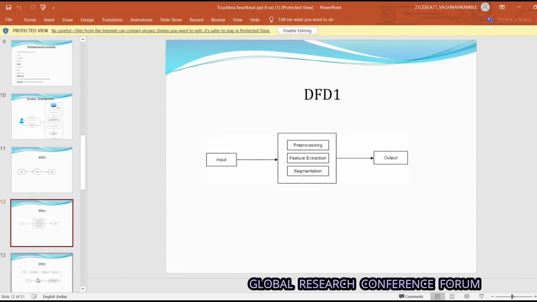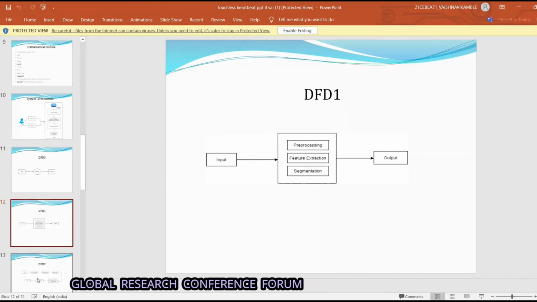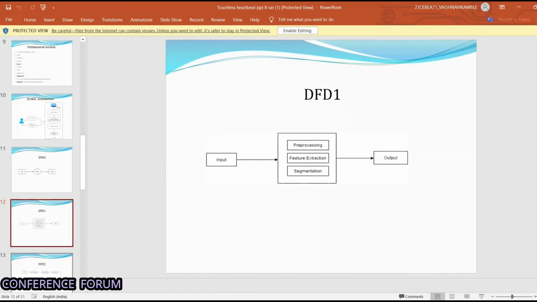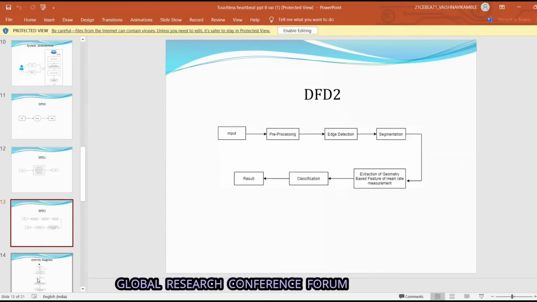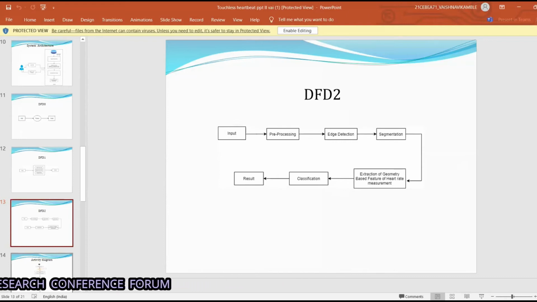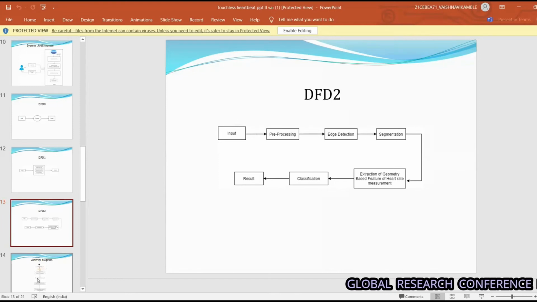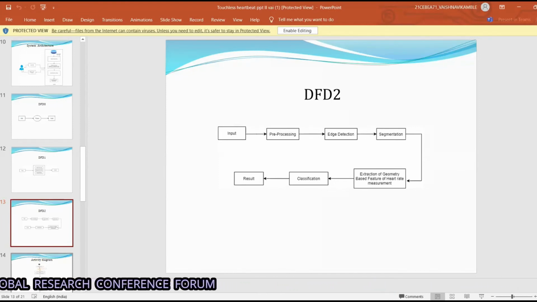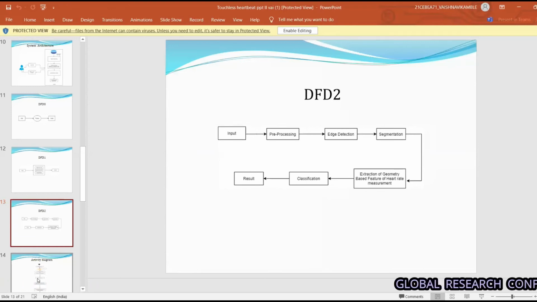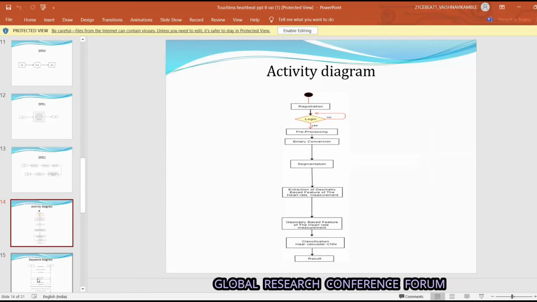After the user gives the input image to the system, it is pre-processed and the edges of that image are detected, and later segmentation divides the image into several pixels. Later it goes to the extraction of geometry-based features of heart rate measurement, and both algorithms work, Haar cascade and CNN, and it gives the final output result.